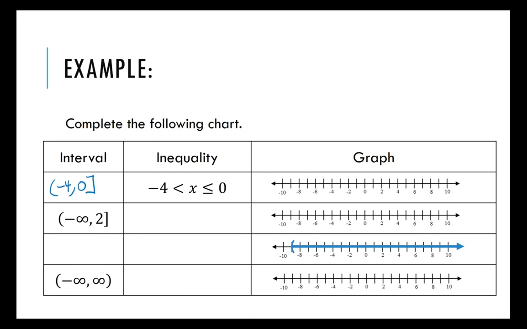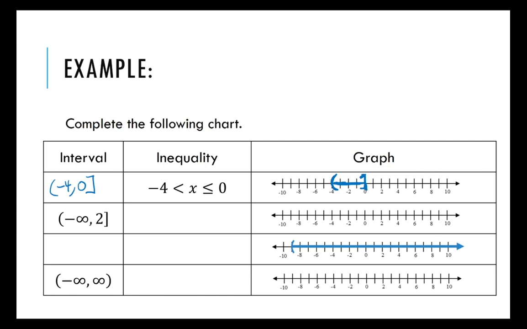Then to graph this, we do not include -4, so that's a parentheses on -4. And then it goes to the right all the way up to 0, but 0 is included, so it's going to get a square bracket. And so our graph looks like this.